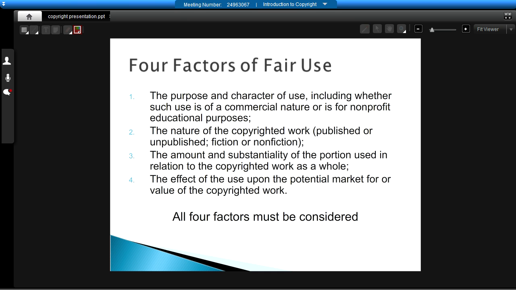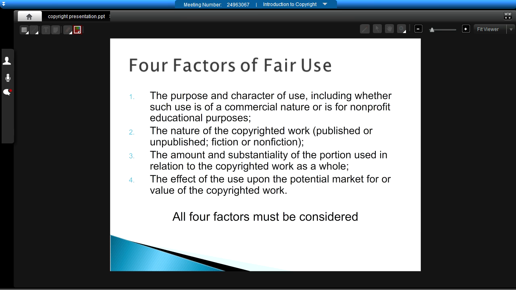In many ways, when we talk about fair use, educators stop there. They just say, okay, I work in a nonprofit educational institution. My use is for educational purposes, so it's okay. I claim fair use. And they forget that there are 3 other factors, and you really do have to consider all of the factors when we're doing this analysis.